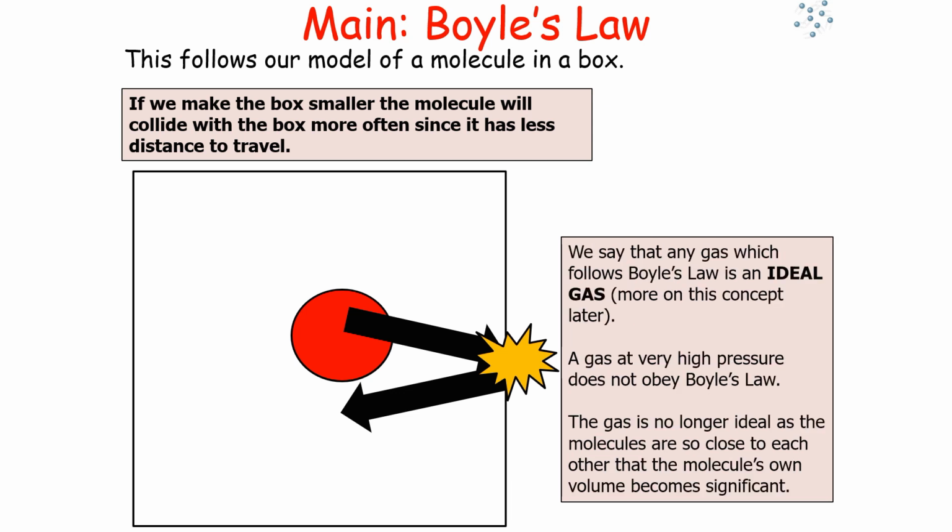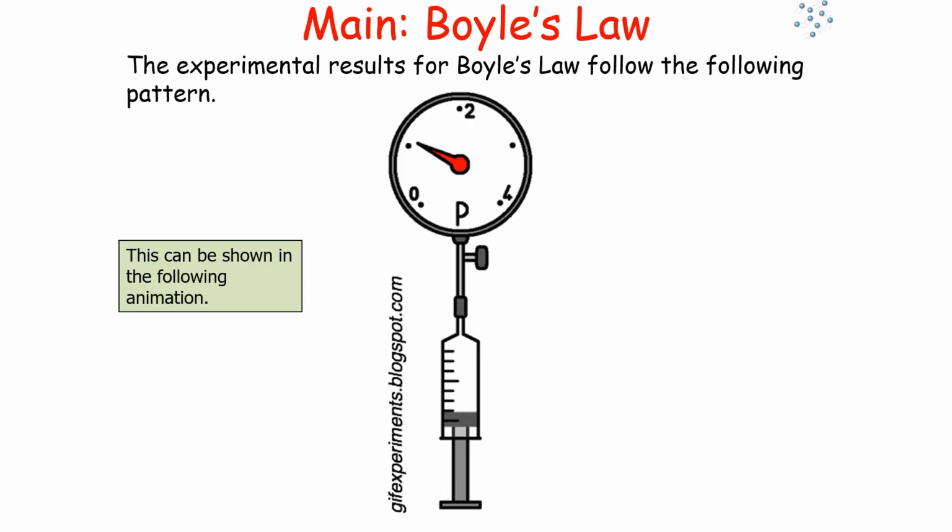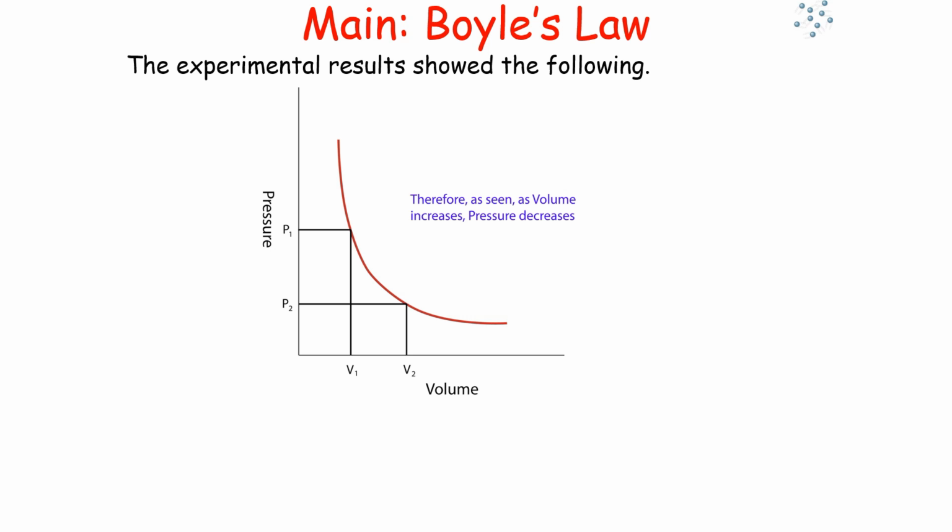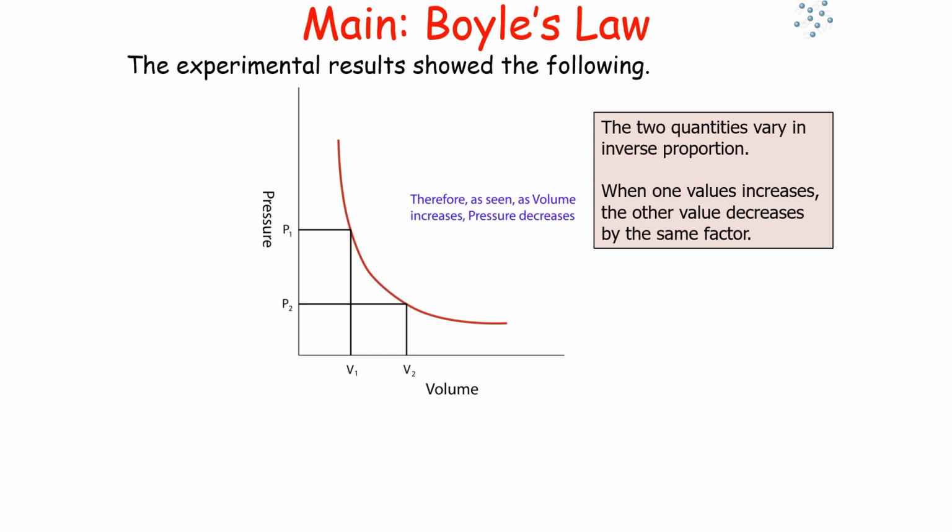Now we say that any gas that follows Boyle's law is an ideal gas. A gas at a very high pressure does not obey Boyle's law. So the gas is no longer ideal as the molecules are so close to each other that the molecule's own volume now becomes significant. So our experimental results for Boyle's law follow the following pattern. So we can see in this particular graphical representation that the pressure and the volume are inversely proportional. So when one value increases, the other value decreases by the same factor.